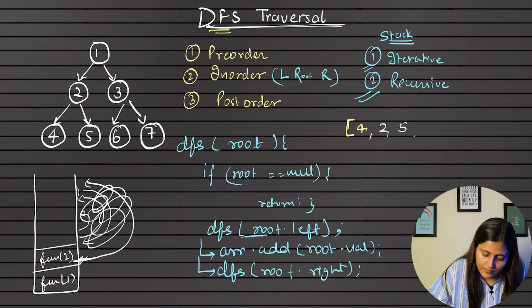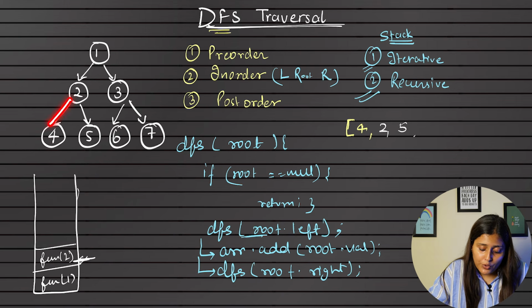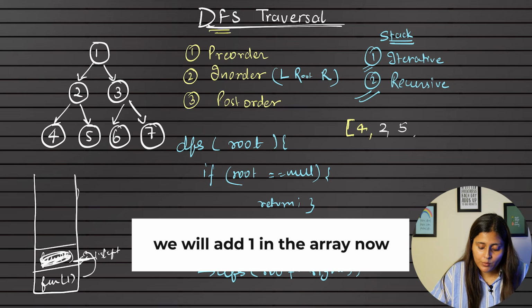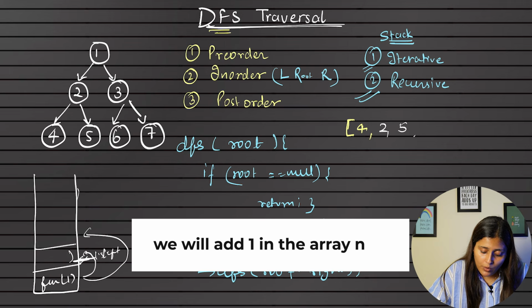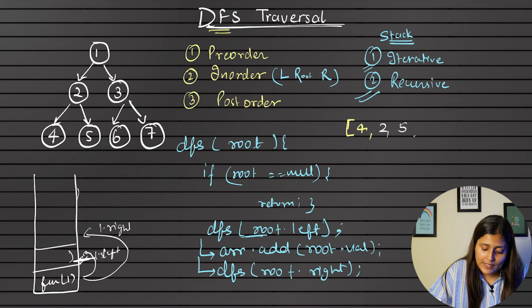Correct? Now 2's left returned, 2's right returned, 2 also has been printed. So now this will also get returned to 1. So this was 1's left. Now 2 got returned, right? So we can remove 2. Now we will call 1.right. 1.right is nothing but function 3, correct?